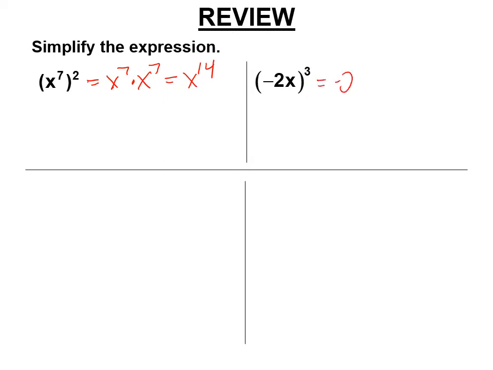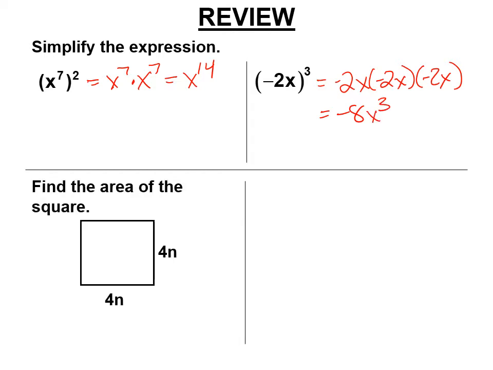Same thing here, negative 2x times negative 2x times negative 2x. Negative 2 times negative 2 times negative 2 is negative 8. Three negatives make a negative. x times x times x, x cubed. Negative 8x cubed. Find the area of the square, right?